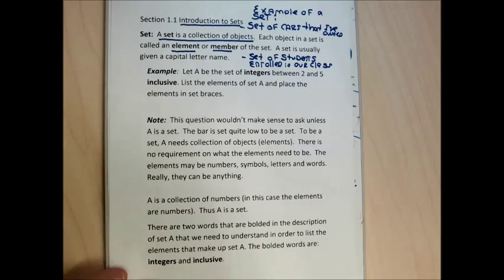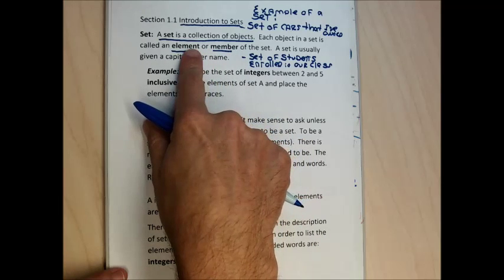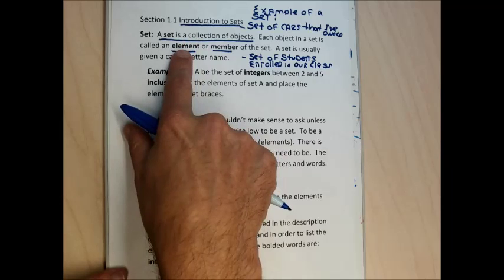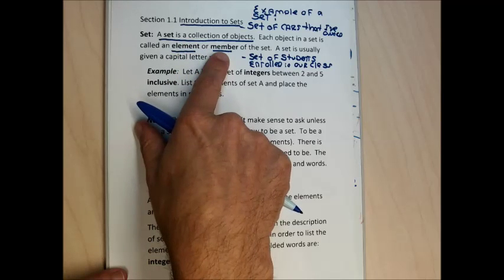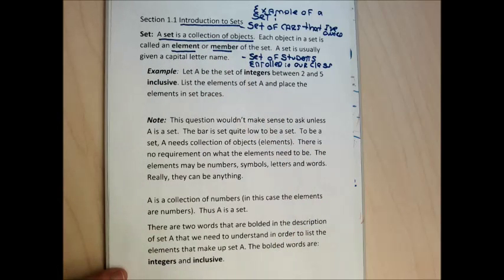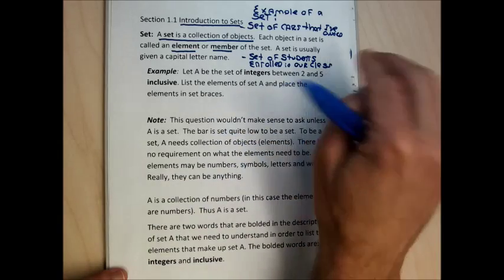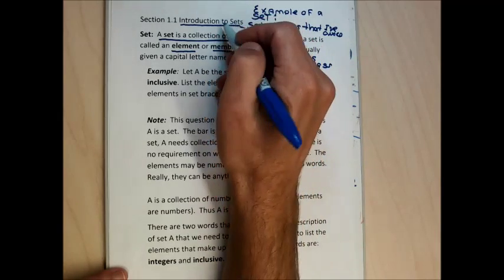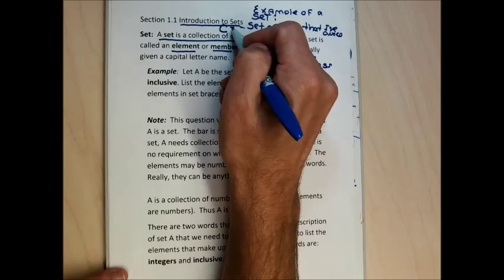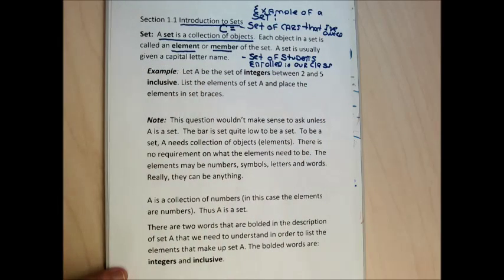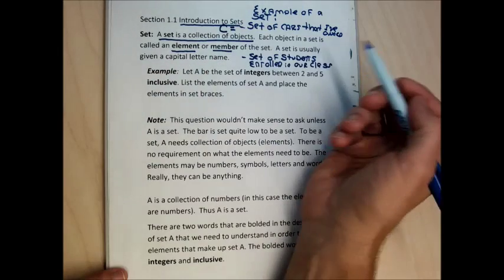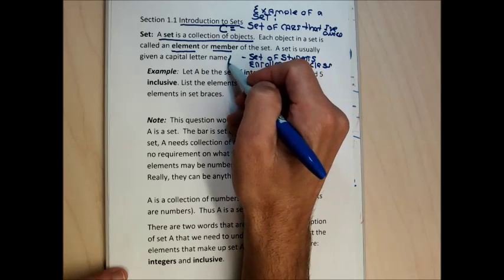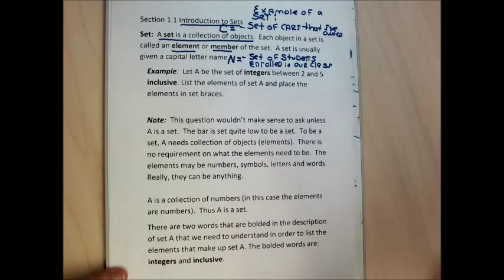So a set's just a collection of objects. The objects are often called elements or members, and sets are usually given capital letter names. So if I wanted to name the set of cars that I've owned, maybe I'll call it C, equal to the set of cars that I own, and give it a capital letter name. And N equal to the set of students enrolled in this class, maybe N standing for name.